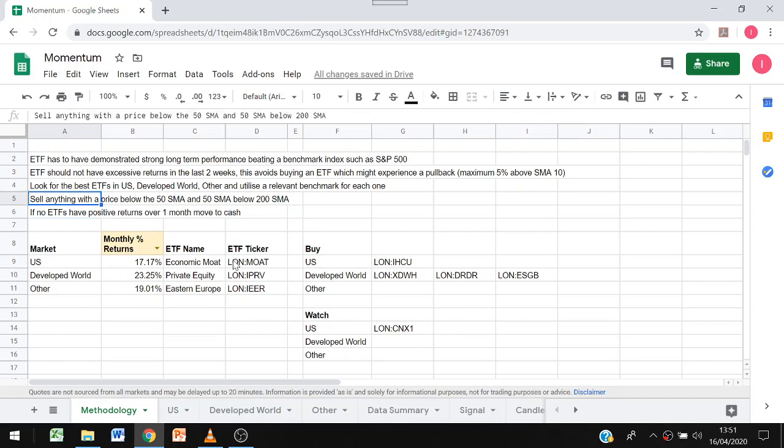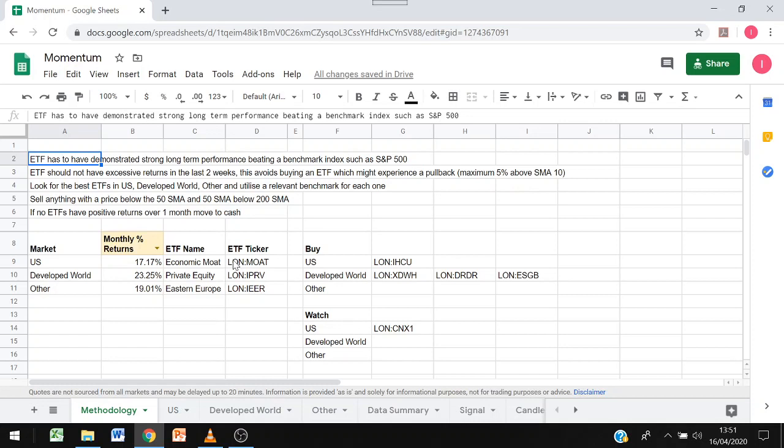For this system, first of all, the ETFs have to have demonstrated long-term performance beating a benchmark index such as the S&P 500. This is because it's quite cheap to buy such an index tracker. So anything you'd buy instead of that needs to have superior performance.